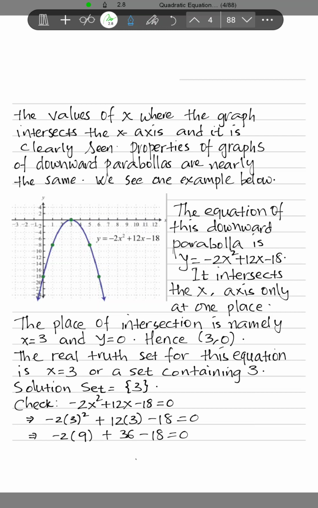The values of x where the graph intersects the x-axis are clearly seen. Properties of the graphs of a downward parabola are nearly the same. We see one example below. The characteristic of a downward parabola is the same as the characteristic of an upward parabola.